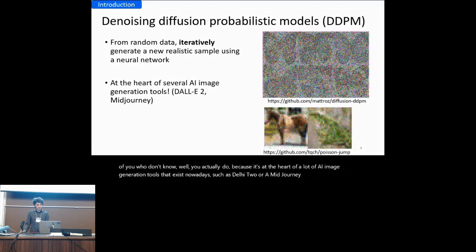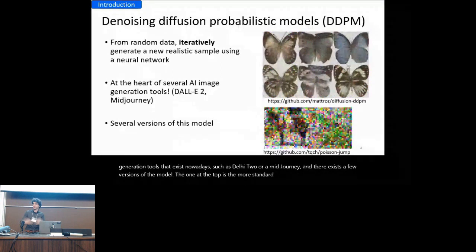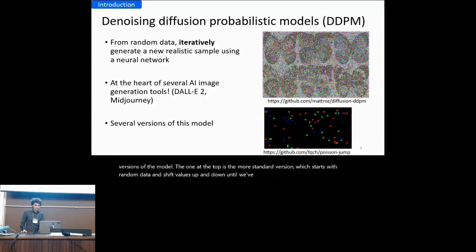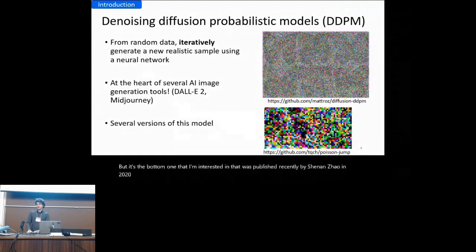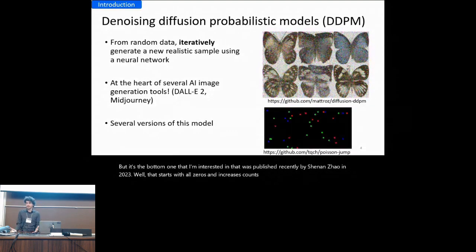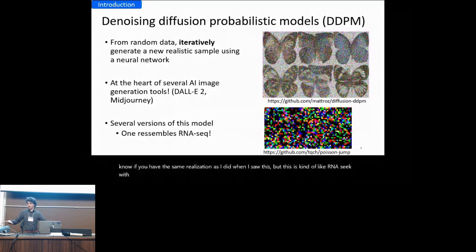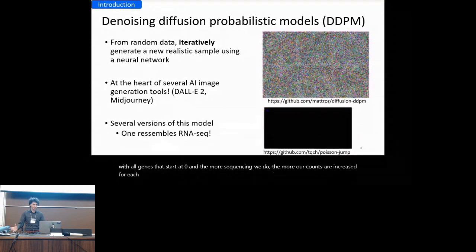And there exists a few versions of the model. The one at the top is the more standard version, which starts with random data and shifts values up and down until we've generated a realistic sample. But it's the bottom one that I'm interested in, that was published recently by Shen and Zhao in 2023. That starts with all zeros and increases counts until full resolution is reached. I don't know if you have the same realization as I did when I saw this, but this is kind of like RNA-seq with all genes that start at 0. And the more sequencing we do, the more our counts are increased for each gene until we reach full coverage.